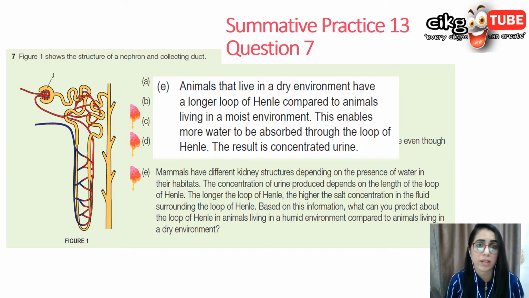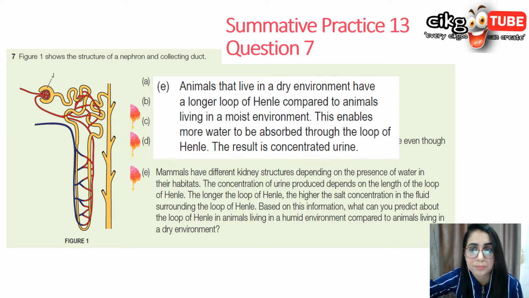Animals that live in a dry environment have a longer loop of Henle compared to animals living in a moist environment. This enables more water to be reabsorbed through the loop of Henle, and this results in concentrated urine.